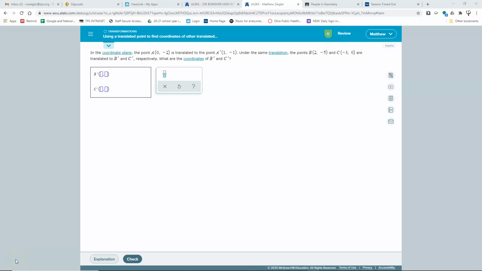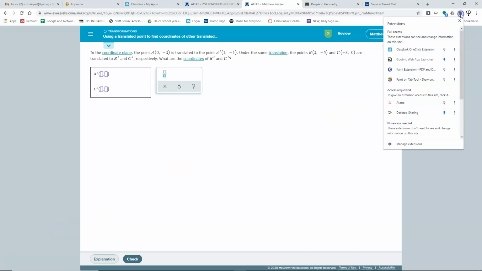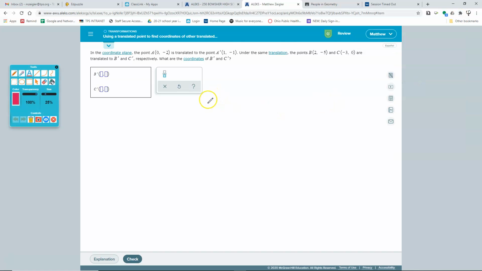All right, in this exercise, we're going to be using a translated point to find coordinates of other translated points. The key here is that a translation does the same thing to every point. So let's take a look here.